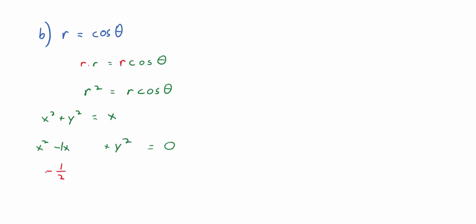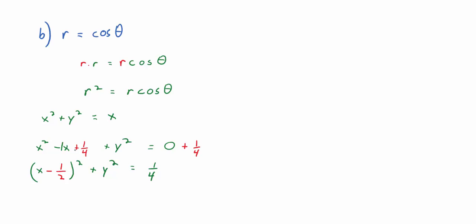Notice I wrote it down there. And then the process, remember, to complete the square on x squared minus x is to square that number and add it in there. So what do you get when you square negative 1 half? 1 fourth. So you add in 1 fourth, but you have to balance it out, right? So add 1 fourth to both sides. And then what does x squared minus x plus 1 fourth factor to be? X minus 1 half, quantity squared. And then we still have the plus y squared equals 1 fourth.